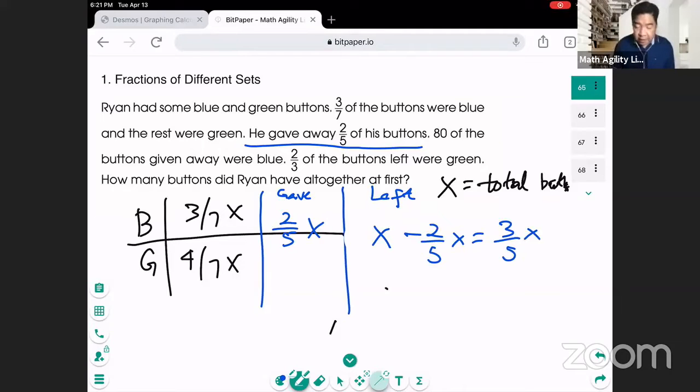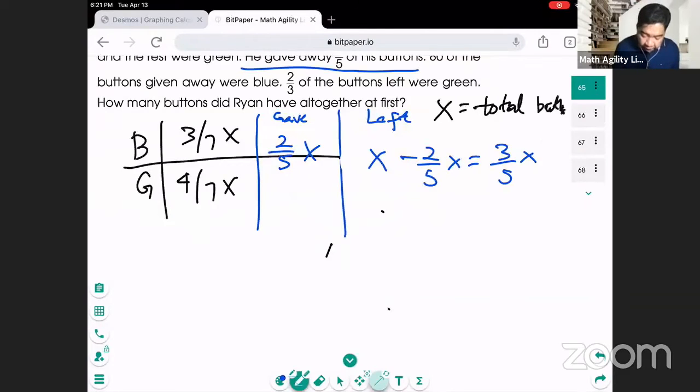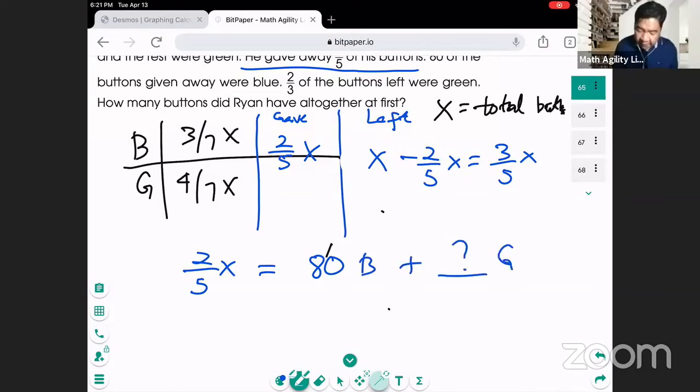Okay, so now let's read the third sentence of the question. 80 of the buttons given away were blue. So from the 2/5 of X that he gave, 2/5 X is actually 80 blue. And of course, there would be green, but we don't know how many. Then it says 2/3 of the buttons left were green.